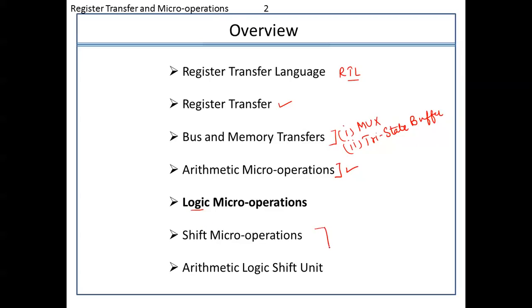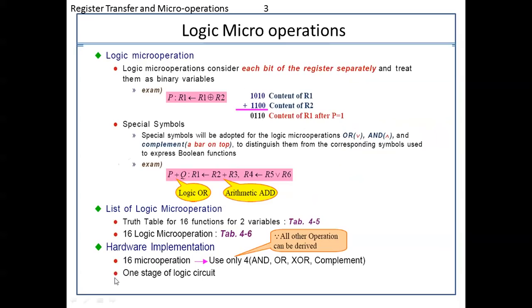After that, we will focus on two topics: the shift microoperations and the arithmetic logic shift unit. So let's understand what these logic microoperations are all about. When we talk about logic microoperations, the idea is that any logic operation which we perform on the data stored in the registers, I will call a logic microoperation in layman's language, right? So what exactly are we doing in these kinds of microoperations?